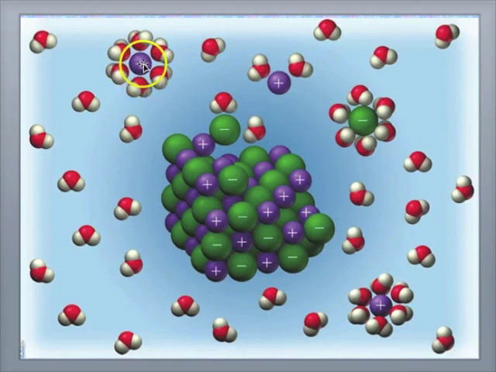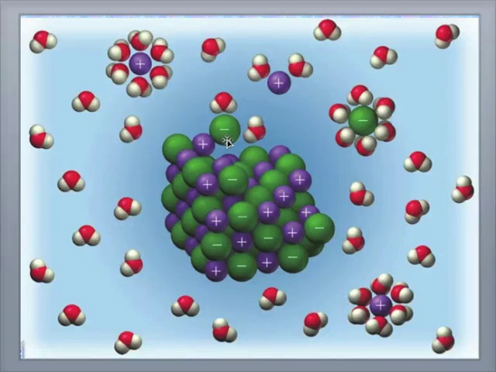A substance that dissolves in water to produce significant free-floating ions is called an electrolyte. If an ionic compound is not water-soluble, it cannot be an electrolyte.